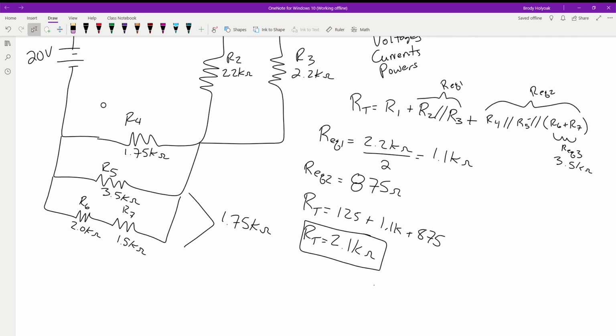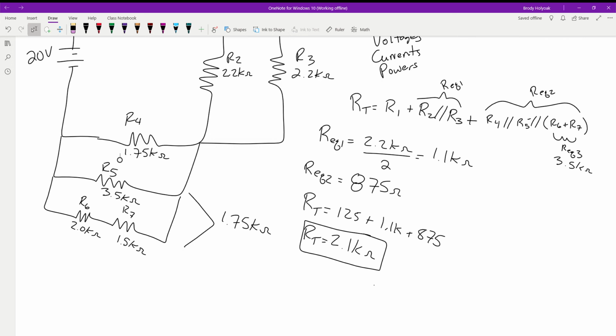Okay, so 2 and 1.5 is 3.5K. We have a 3.5K in parallel with a 3.5K. Same rule as what we have here, we can divide that in half since we have two of them. 3.5 goes down to 1.75, then we have a 1.75 in parallel with a 1.75.